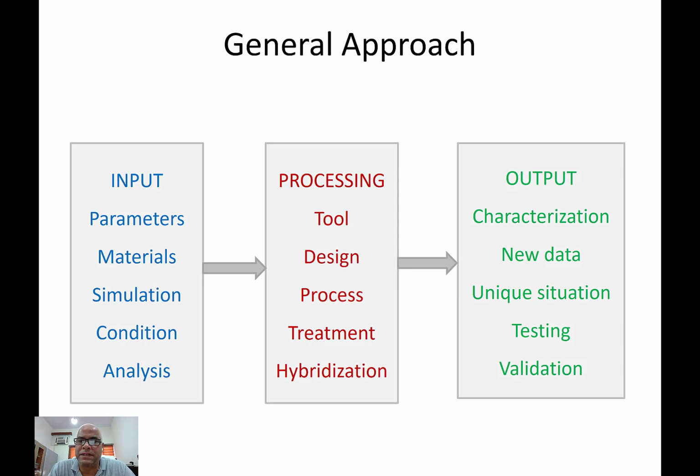So the idea here is to see that, in any research, it is always good that uniqueness exists in all these three components. We are investigating using new input parameters, a new material, new simulation studies which have not been done earlier. Similarly, we are proposing to use processing methodologies, using tools, designs, processes, or hybridizations on which work has not been done earlier. Similarly, we are planning to characterize and to generate the data.